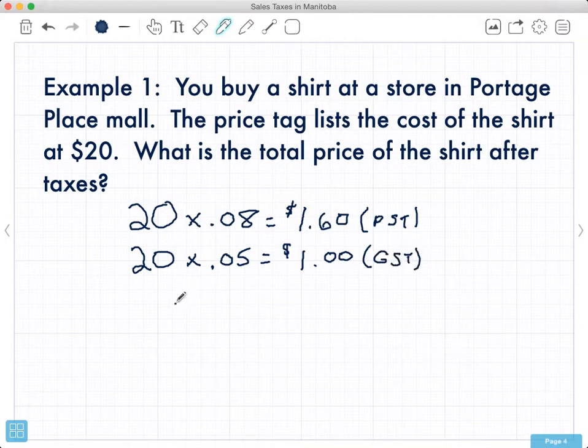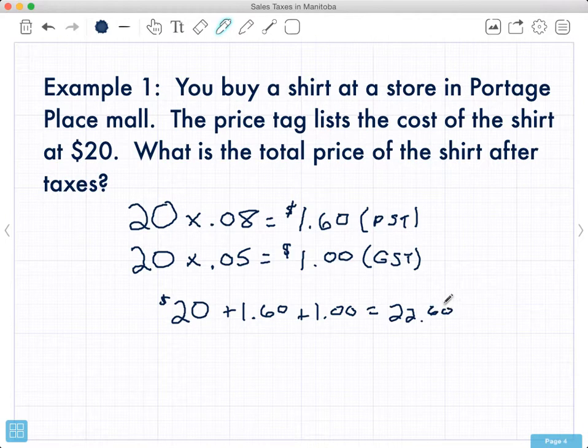So to get the total cost of the shirt, you have the price of the shirt, which was $20. You're going to add on the $1.60 in PST, and you're going to add on the dollar in GST, giving you a total cost for the shirt of $22.60. Note that you will pay the entire $22.60 when you purchase the shirt. It's the store's responsibility to split it into PST and GST and then distribute it to the correct governments.